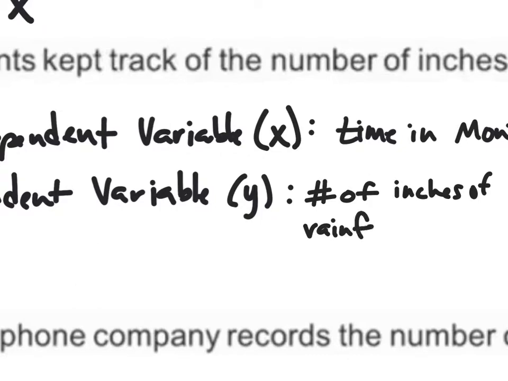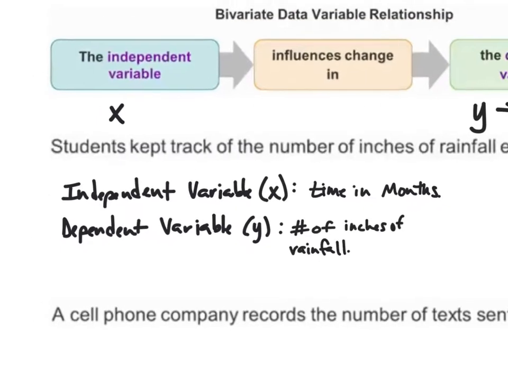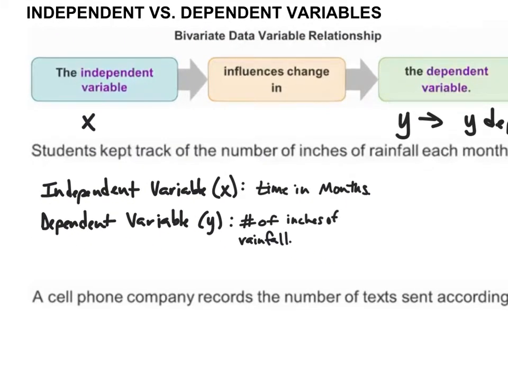And what you have to think about is, what depends on what, okay? Is it the time in months, or is it the number of inches of rainfall? Okay, the inches of rainfall depends on how much time has elapsed, okay?